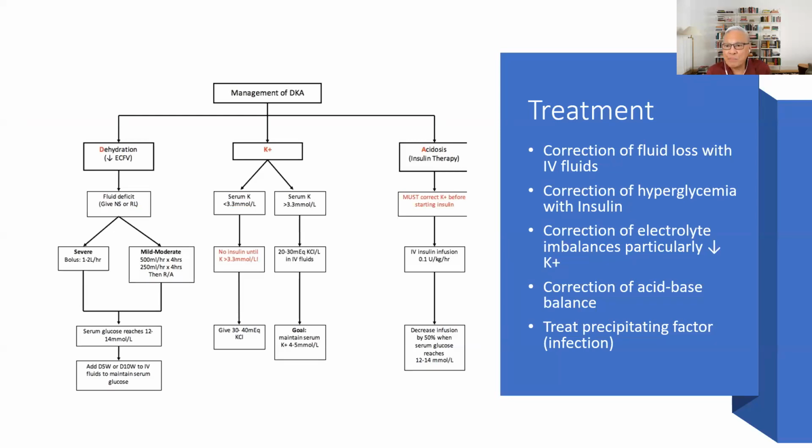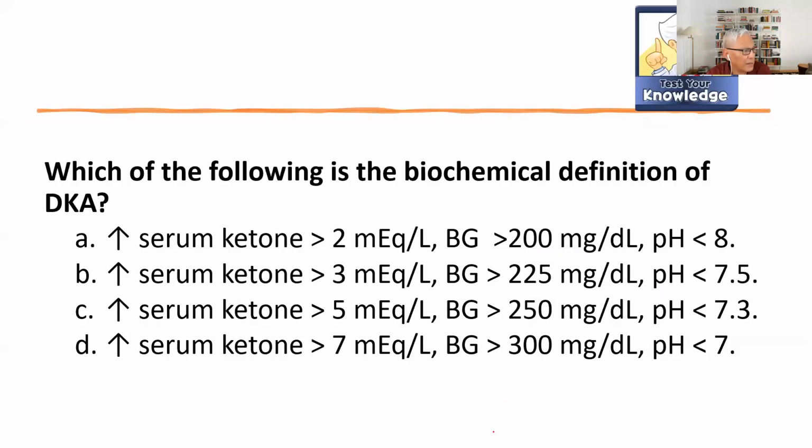So what is the treatment? Was the answer C or D? It was C, I believe. Yeah, the one with 5 mEq right here, more than 5 mEq. Okay, yeah, that begins the definition of diabetic ketoacidosis.